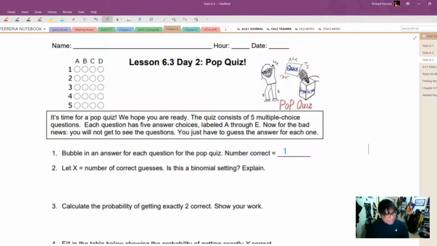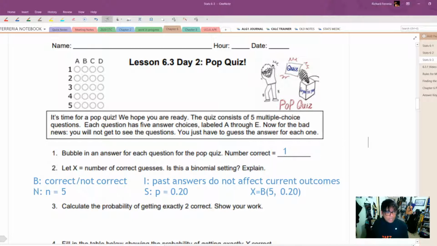So let's see. Is X a binomial setting? X is the number of correct guesses. Well, let's just go through all of BINS to see if this is a binomial setting. B is binary, and there are only 2 options here. Even though there are 5 options on the quiz, really we're only interested in correct or not correct. So this is binomial. I, are the questions independent? Since past answers do not affect the current outcomes, we would say yes, this is independent.